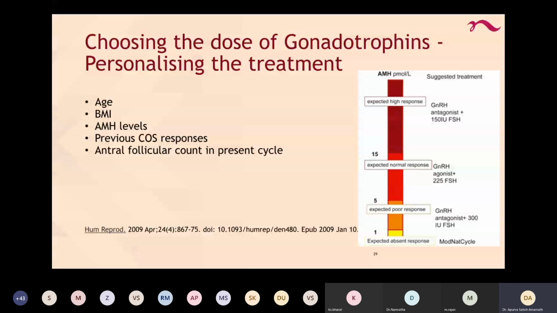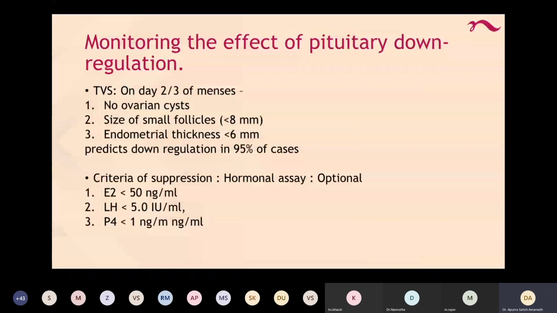So after deciding what the starting dose is, we also need to decide, especially in an agonist cycle, whether there is adequate pituitary downregulation. Some of the factors that we look at for pituitary downregulation is to do a TVS on day 2, day 3. There should be no ovarian cysts, or the size should be less than 8 millimeters, and the endometrial thickness should be less than 6 millimeters. When all these three factors are present, it predicts downregulation in about 95% of the cases.